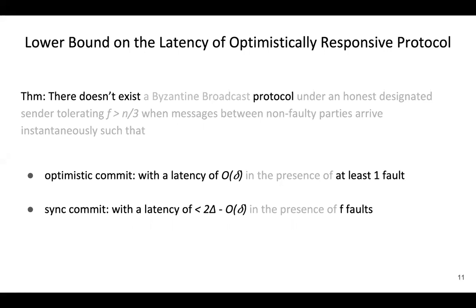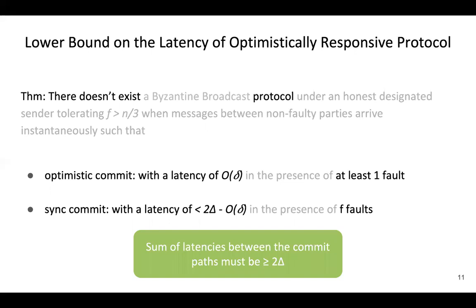At a high level, our lower bound says that there does not exist a consensus protocol with two commit paths. The first is the optimistic path that commits with a latency of order small delta and tolerates at least one fault. And we claim that this commit path cannot exist in conjunction with a synchronous commit that commits with a latency of 2 big deltas minus order small deltas, where the synchronous commit path tolerates at least minority corruption. So what this means is that if the sum of the latencies of the commit paths is less than 2 big delta, I can always find some executions where these two commit paths will commit conflicting values. Thus, the sum of the latencies of these paths must be greater than or equal to 2 big deltas.